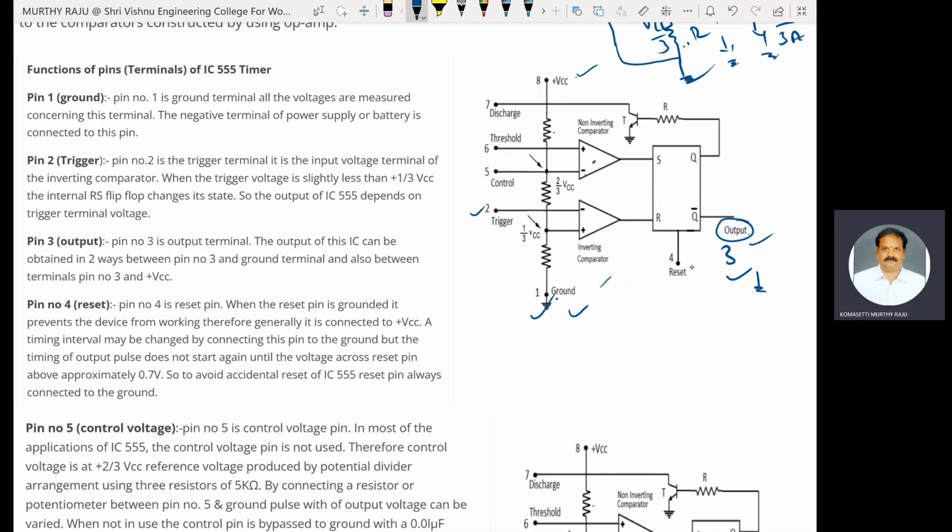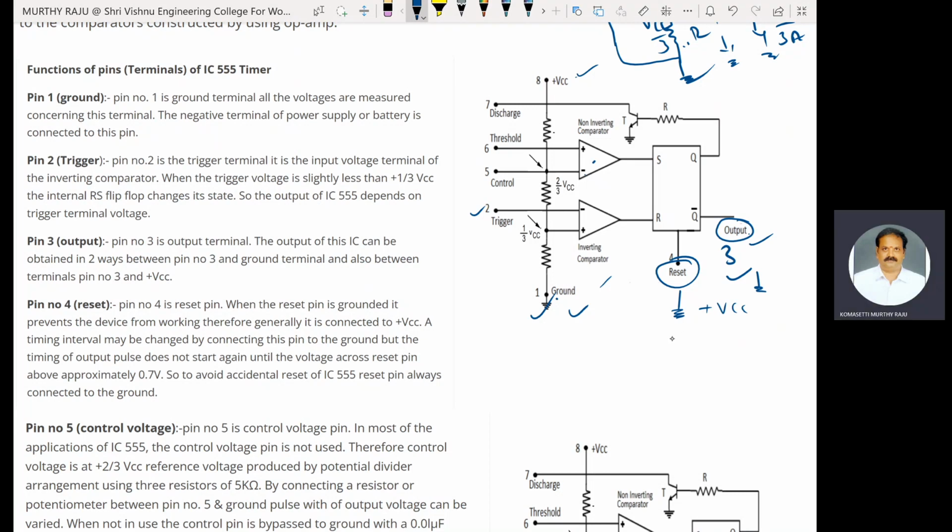This is pin number 4, the reset pin. When the reset pin is grounded, that means connected to ground, it prevents the device from working. It creates some interruption to the working of the 555 timer IC. This is also called the interrupt pin. Therefore, generally it is connected to plus VCC.